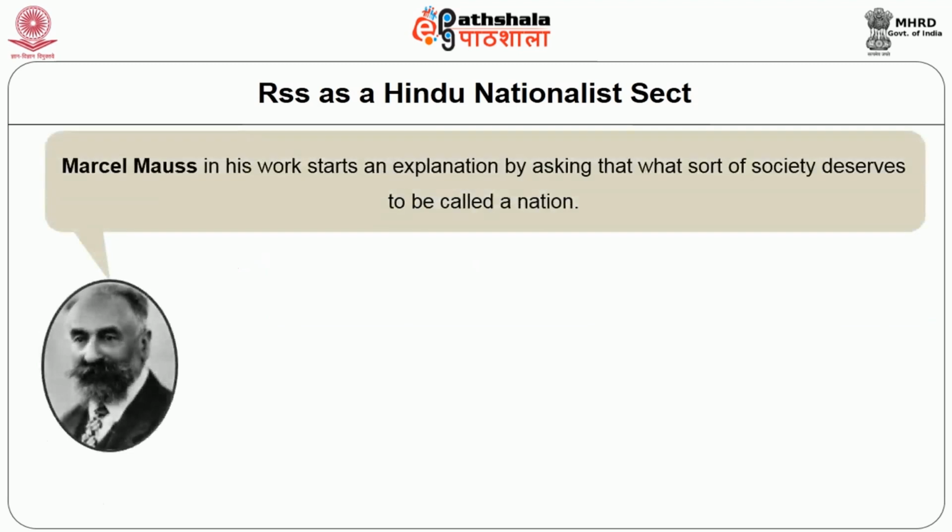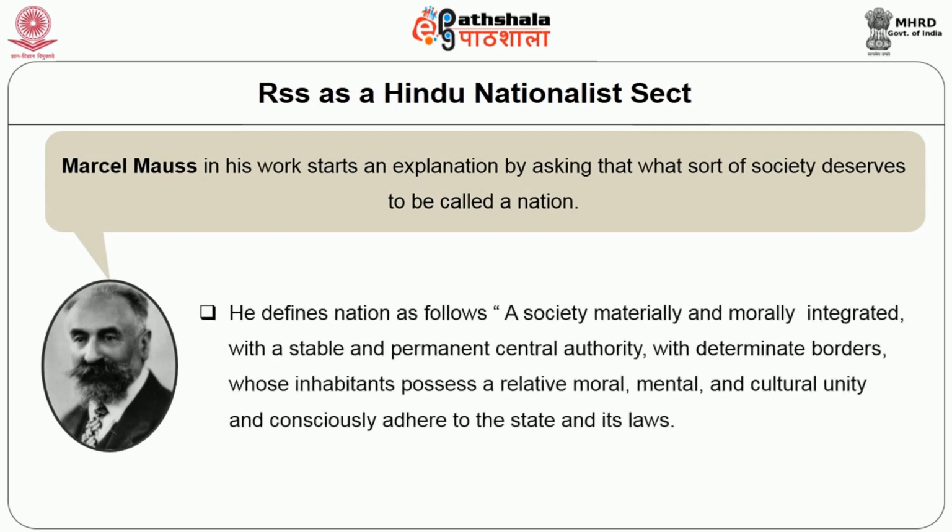Marcel Mauss in his work starts an explanation by asking what sort of society deserves to be called a nation. He defines a nation as follows: a society materially and morally integrated with a stable and permanent central authority with determinate borders, whose inhabitants possess a relative moral, mental and cultural unity and consciously adhere to the state and its laws.